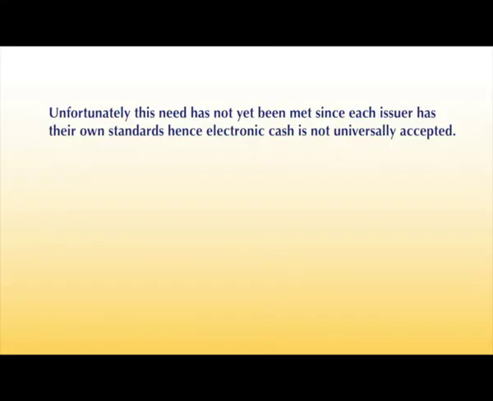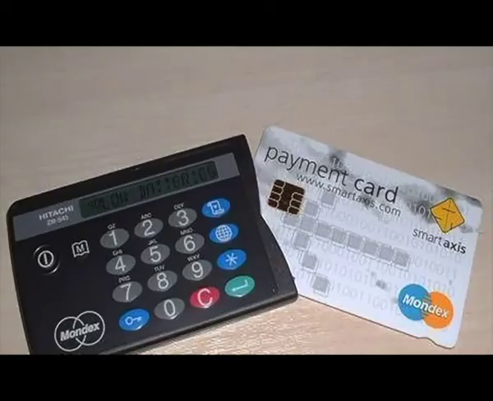Unfortunately, this need had not yet been met since each issuer has their own standards, hence electronic cash is not universally accepted. Mondex is a good example of eCash. eCash card has two types, namely a standalone card containing eCash and a combination card that incorporates both eCash and debit.